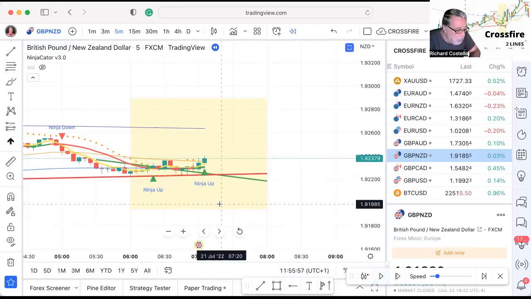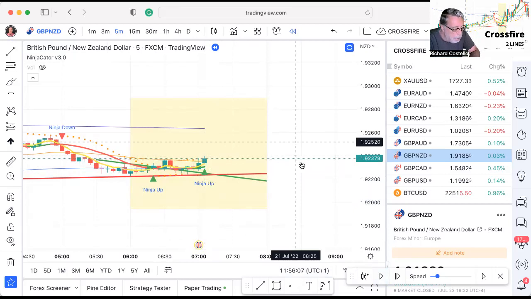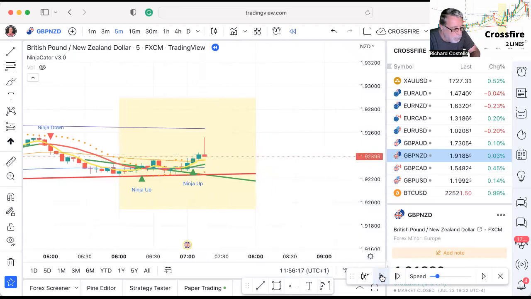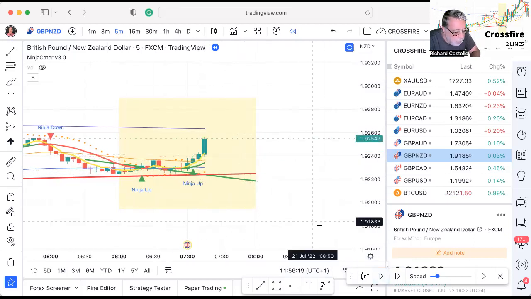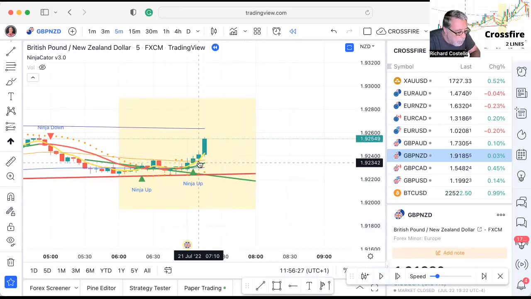You see we've got a new ninja up, and price is above the green line, but it's actually straddling the orange line. So being ultra cautious, I still wouldn't get in at this stage. As I say, some people might get in, but I would wait until the next candle appeared. And there we go, we've got another candle, and you can see that price is actually moving quite rapidly now. This candle started above the orange line.